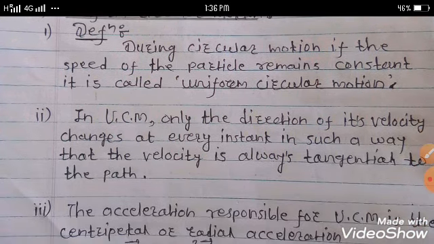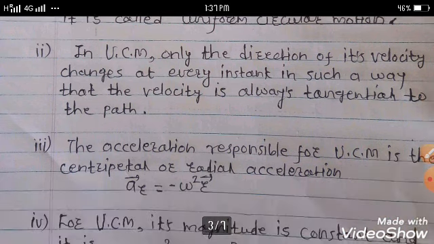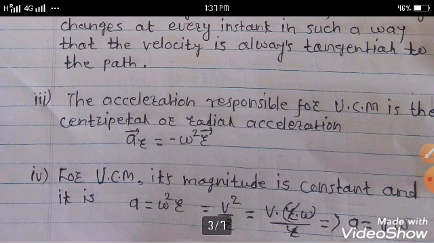Second point, in a uniform circular motion, only the direction of the velocity changes at every instant in such a way that the velocity is always tangential to the path. Next one, the acceleration responsible for UCM is the centripetal or radial acceleration. It's given by a_r bar equals minus omega square r bar. Here a suffix r is the radial acceleration.